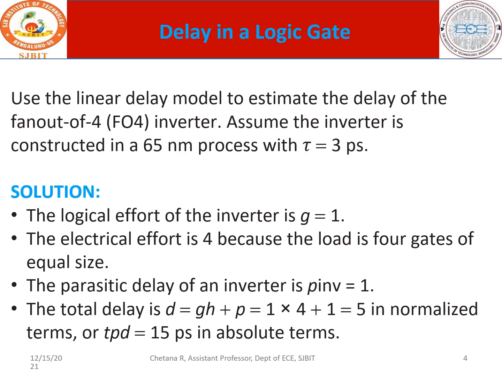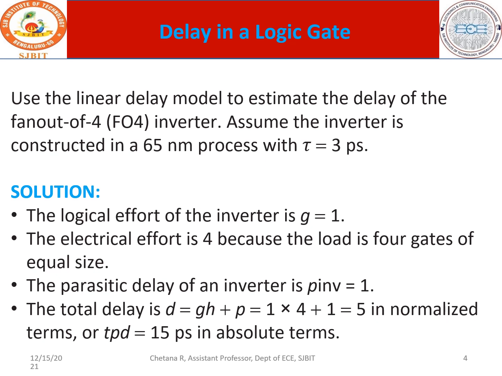Alright, we look into the next topic, which helps us to find out the delay in a logic gate. So how exactly is the delay considered? You have to consider the delay because of the RC, parasitics, and so many other parameters which we have already discussed. So now we will consider this problem. Use the linear delay model to estimate the delay of a fan out of 4 inverter. That means the inverter is driving 4 devices at the output side. Assume the inverter is constructed in a 65 nanometer process with the propagation delay tau equal to 3 picoseconds.